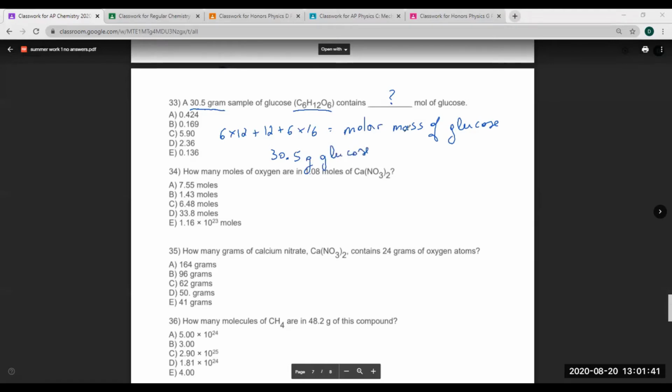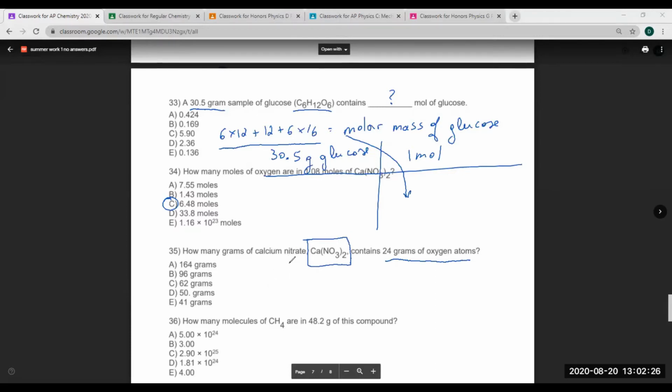And we have to convert this into moles. We know that 1 mole is made of this many grams, the molar mass. So at this point, we divide the 30.5 by the molar mass, which we calculated from here, and we have C as an answer. Then 35. How many grams of calcium nitrate contains 24 grams of oxygen atoms? For this one, what is the molar mass of this?